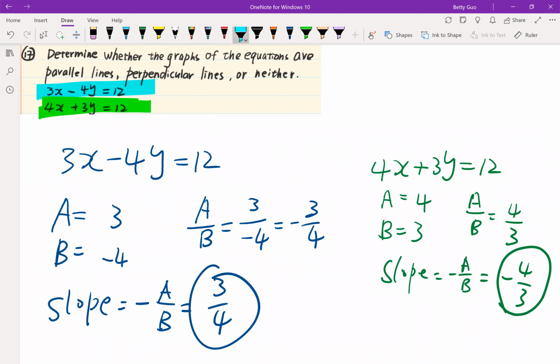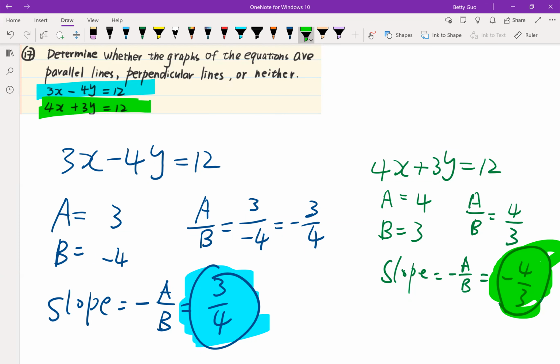Let's look at the blue slope and the green slope. Are they the same? No, of course you do not choose parallel, right? Do they multiply to -1? Are they the negative opposite of each other? Oh, sorry, negative reciprocal of each other. They multiply to -1, right? So you should choose perpendicular for this one.